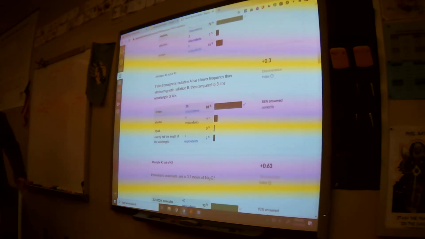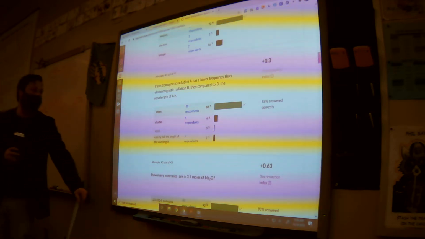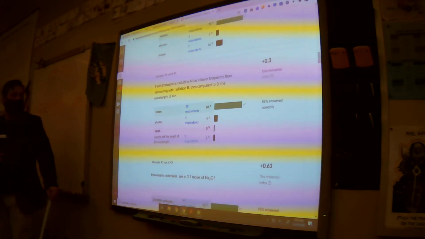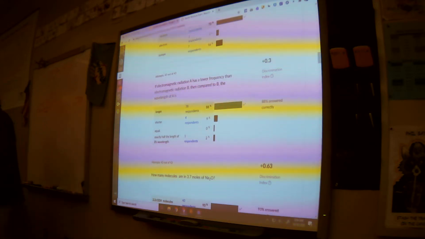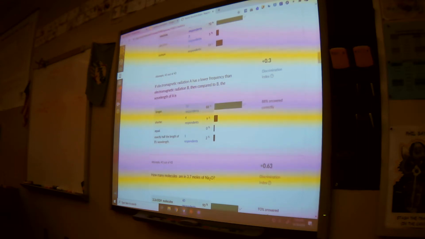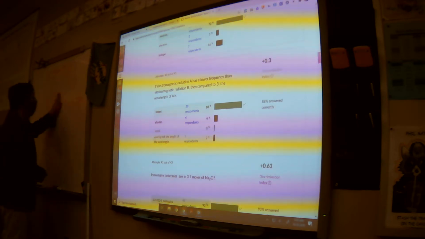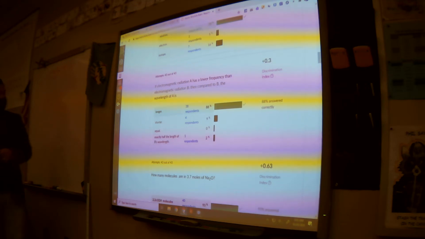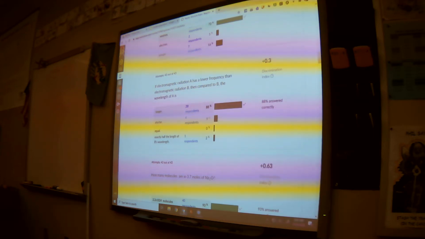If electromagnetic radiation A has a lower frequency than B, compared to B, the wavelength of A is longer, shorter, equal, or exactly half. What do I mean by that? Basically, I'm saying if the frequency goes down, what happens to the wavelength? Does it get bigger? Does it get smaller?